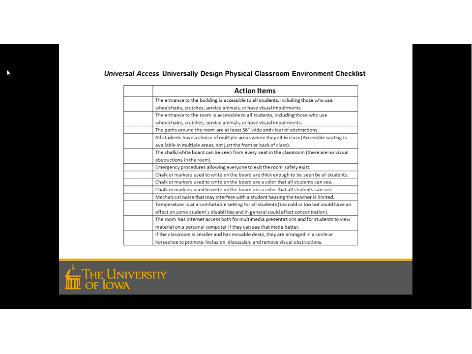You want to make sure there's choices for students where they can sit, including those that have disabilities. You want to make sure that the chalkboard or the whiteboard can be seen from every seat. You want to know emergency procedures allowing everybody to exit the room too. What do you do if you have a student in a wheelchair when there's an emergency? How do you help that individual?